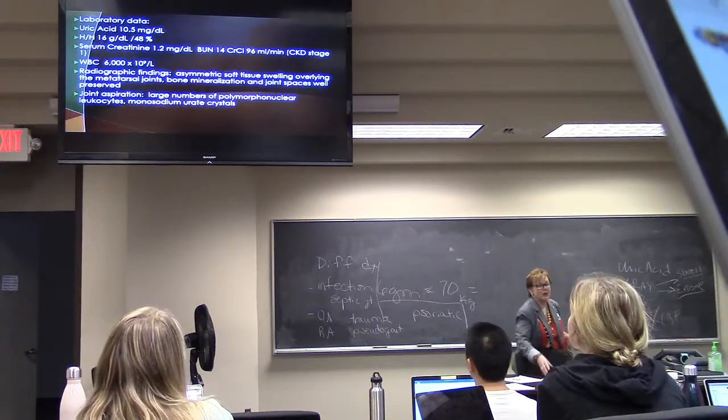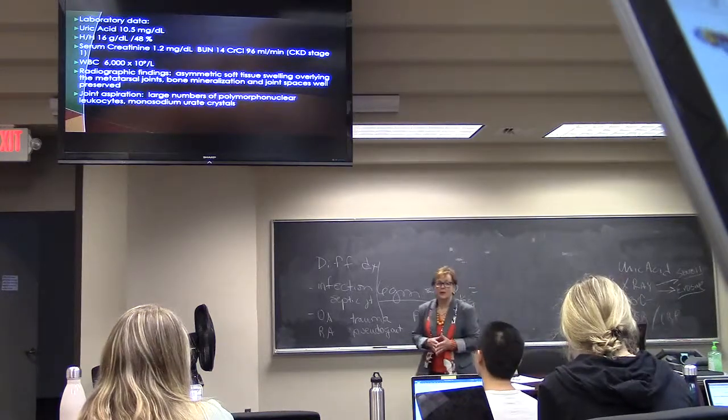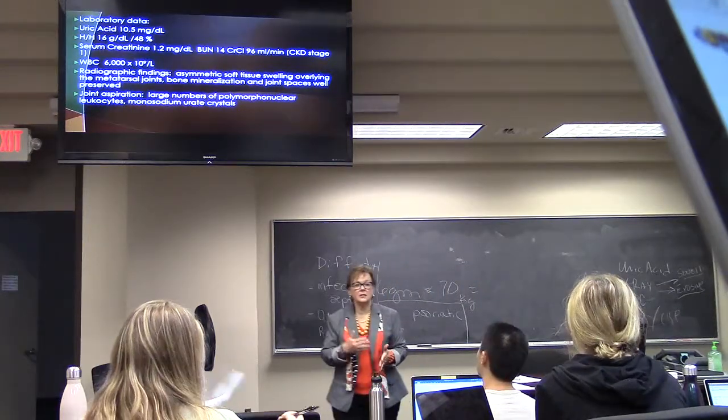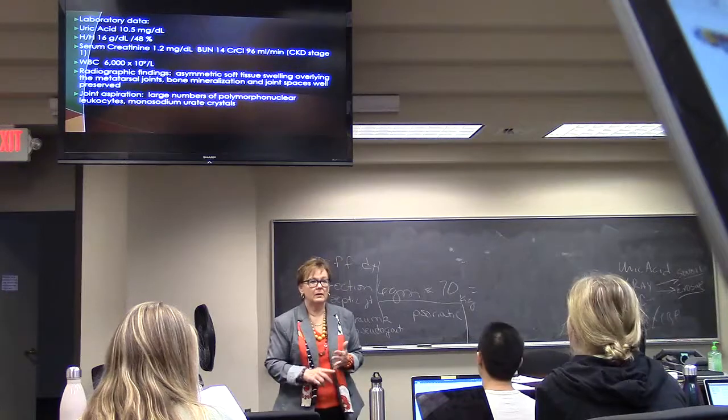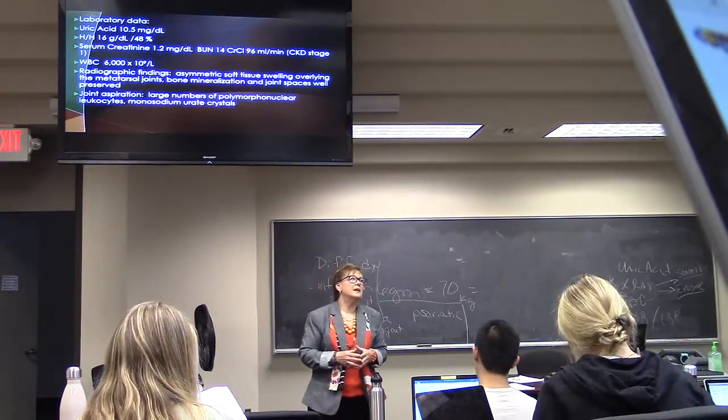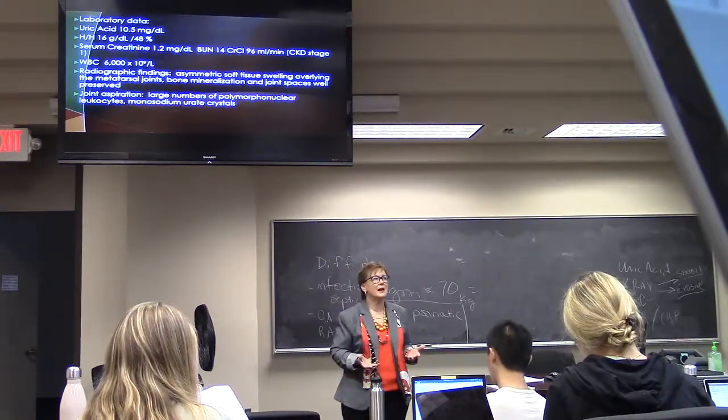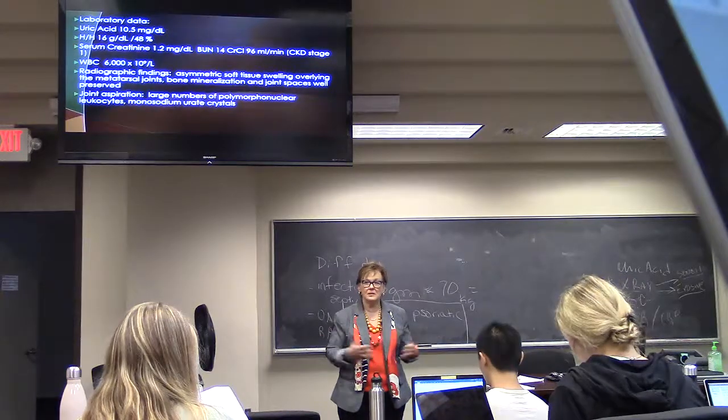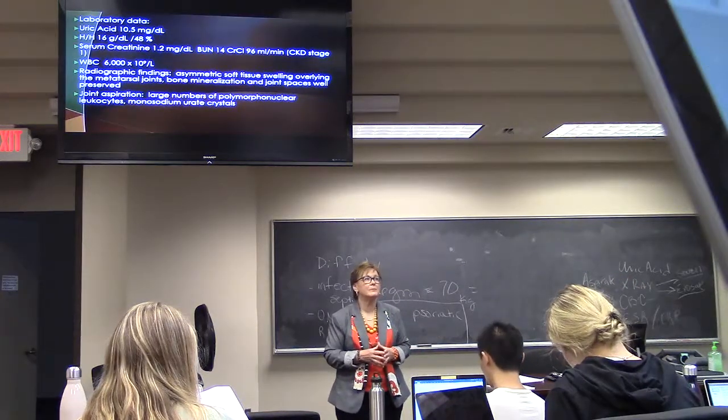Yes, it should be what? Your BUN to creatinine ratio is what? 10 to 20 to 1. Okay. And then his creatinine clearance is 96, it's stage 1, so it's deemed normal for him.